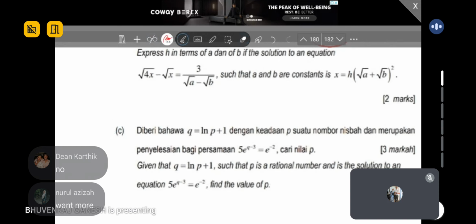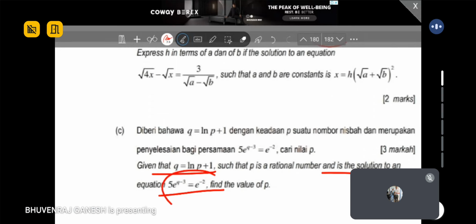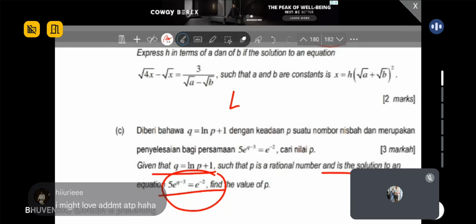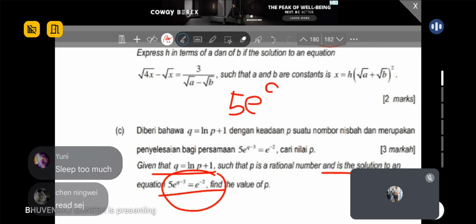One more. Not bad. Means you're addicted to Admaths already. Okay, this one. Your question is to find the value of P. Tired means you must do more exercise to get rid of the tiredness. You're tired every day? What are you guys doing so that you're tired every day? I might love Admaths at this point. Oh, you love it already. Not bad. Hopefully, I make you love Admaths.